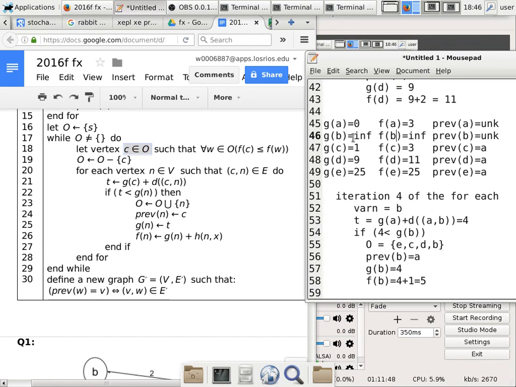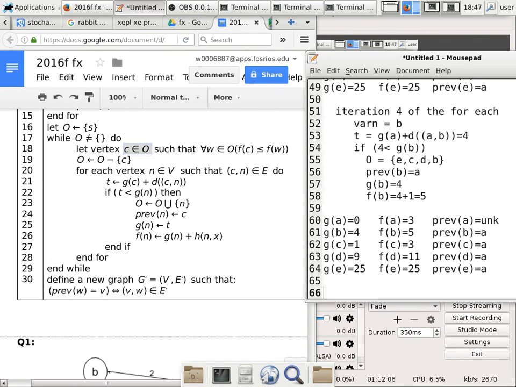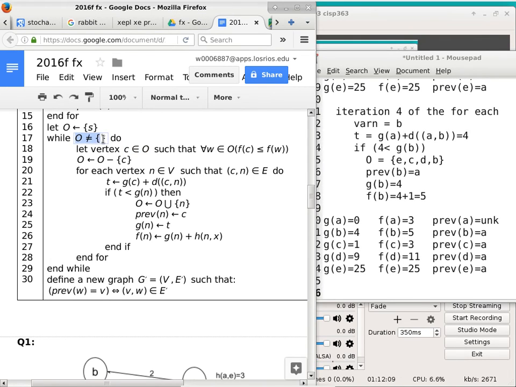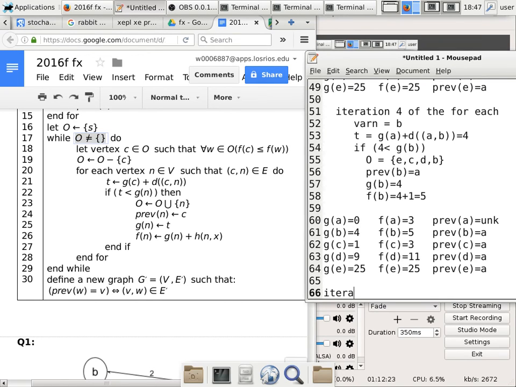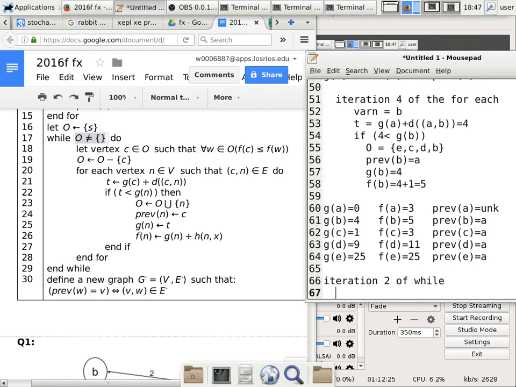So let me just update all of these things first. So B has, I think that's a 4. This is a 5. And this is A. Oops. And then we'll copy and paste this to the end. Okay. So you go back to line 17 at this point, and you say, well, can we go? Are we done? Nope, we're not done, because big O has 4 elements now. Okay, so we have to go to iteration 2 of the while loop, the outer loop.